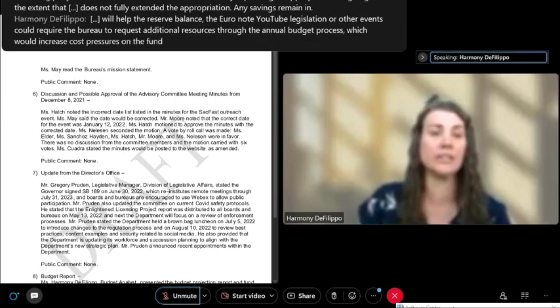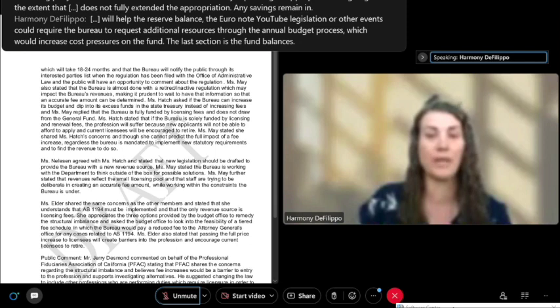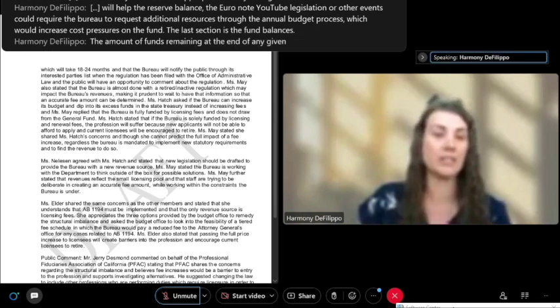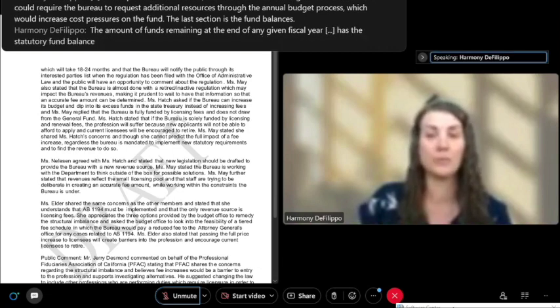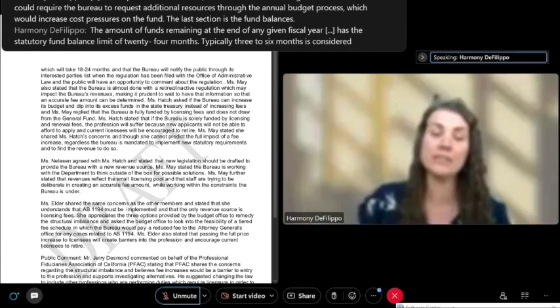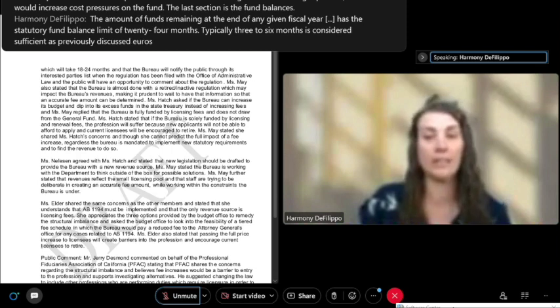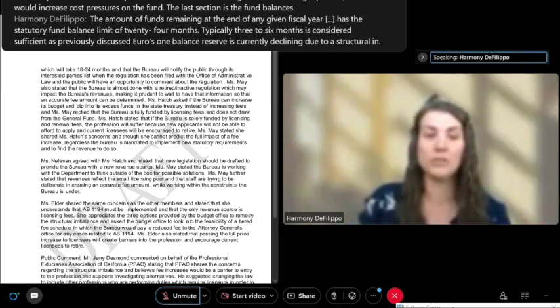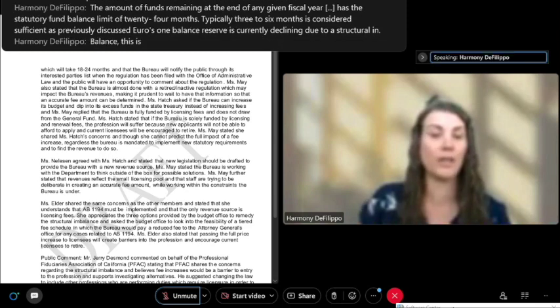The last section is the fund balance reserve. The fund balance reserve is the amount of funds remaining at the end of any given fiscal year. The Bureau's fund has a statutory fund balance limit of 24 months, but typically 3 to 6 months is considered sufficient. As previously discussed, the Bureau's fund balance reserve is currently declining due to a structural imbalance. This is due to increased expenditures outweighing the revenue.